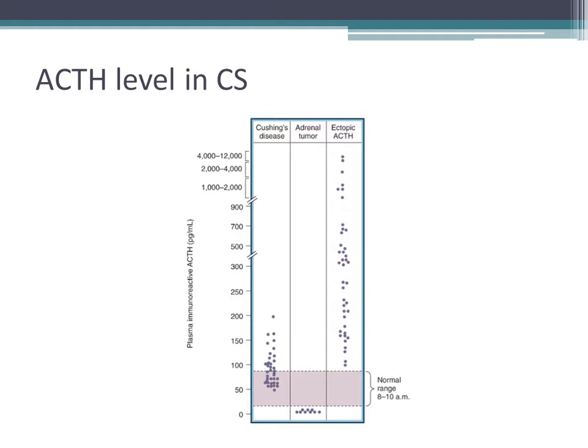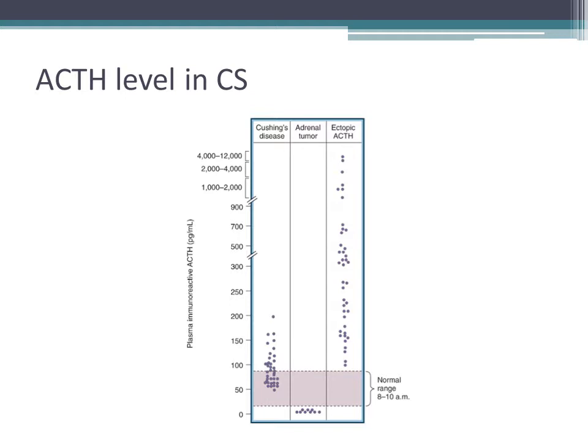This is a diagram just to show you the ACTH levels in Cushing syndrome. The first bar on the left side is Cushing disease, and you can see that patients with Cushing disease have variable levels of ACTH. Some of those patients will be in the normal range, and some of those will be higher than the normal range.